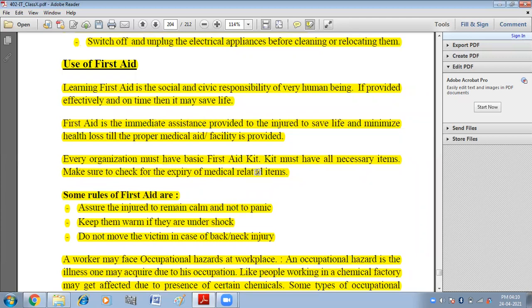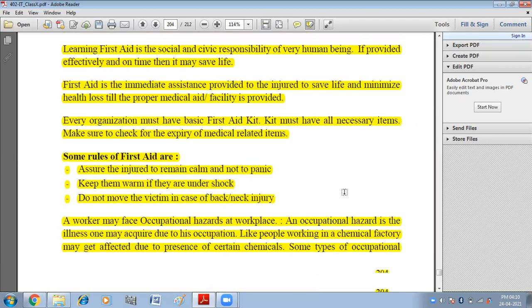Every organization must have a basic first aid kit. The kit must have all necessary items. Make sure to check for expiry of medical items. It is the responsibility of every organization to keep the first aid kit.